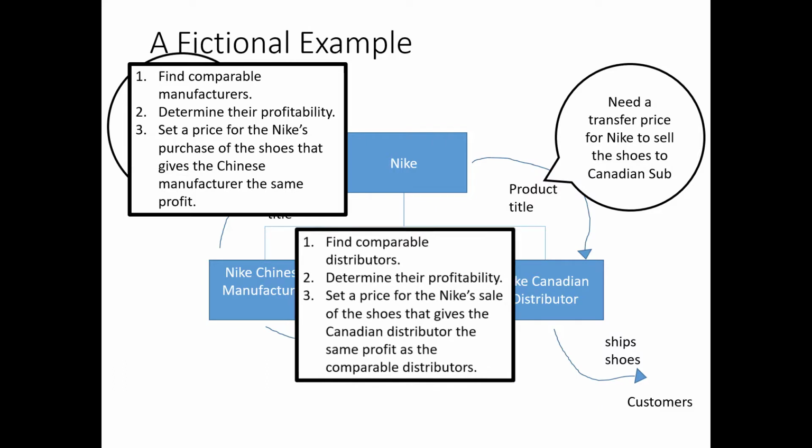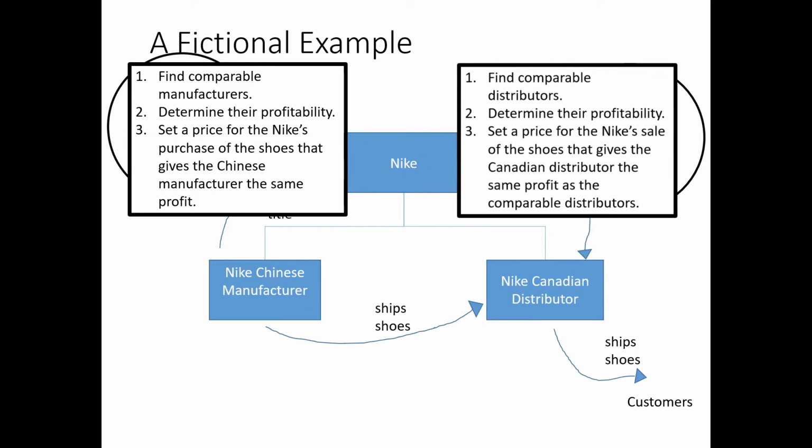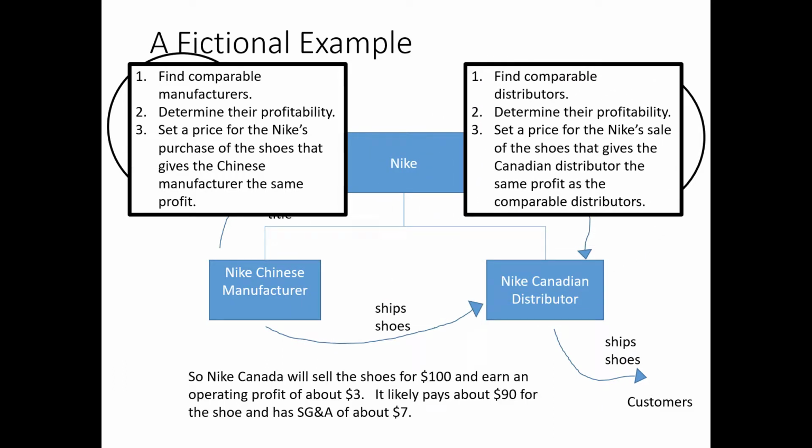Now, what is that likely to end up being? Move that over to the side. Well, frankly, let's suppose Nike Canada will sell the shoes for $100. So they sell the shoes to Olympia Sports for $100, and who knows, Olympia Sports may be able to mark them up to $150. But Olympia Sports, that's third party to us. That's not affecting us on the transfer pricing. But the wholesale price might be $100. Now, let's suppose they are going to earn a profit of about $3. You say, did I just make that up out of thin air?